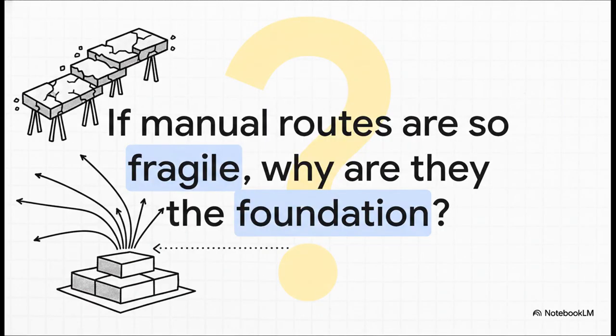Which leaves us with this one last really interesting question. If these manual routes are so rigid, so fragile, why do we even bother with them? Why on earth are they considered the absolute foundation of how all routing works, from the simplest networks to the most complex corners of the internet? Well, it's because you have to understand this manual process first before you can appreciate everything that's built on top of it.